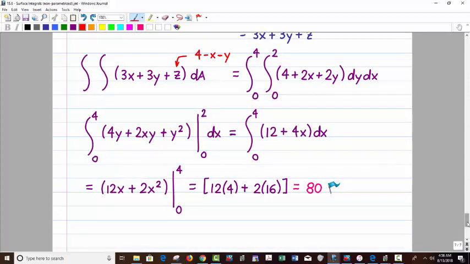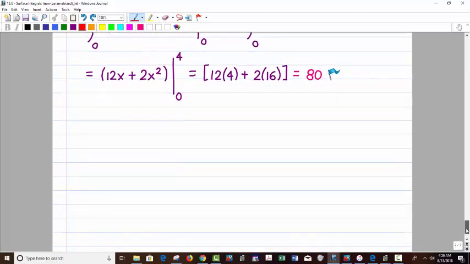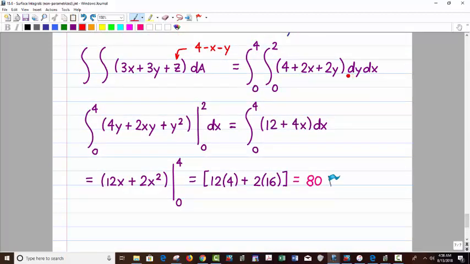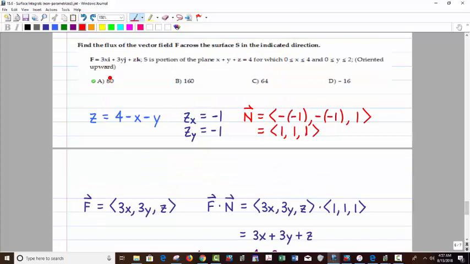Work out the integral. The antiderivative makes it 4y. This will be 2xy. That'll be y squared because of the 2 in front. And from 0 to 2, so I plug those in for y. I get 8 here. I get 4 there. That makes 12. Right here in the middle, I put in 2 for y. I get 4x. So I have 12 plus 4x from 0 to 4. Makes that 12x plus 2x squared from 0 to 4. Plug it in right here, and we get 80. And it's 80.